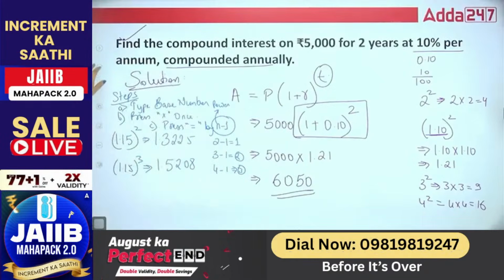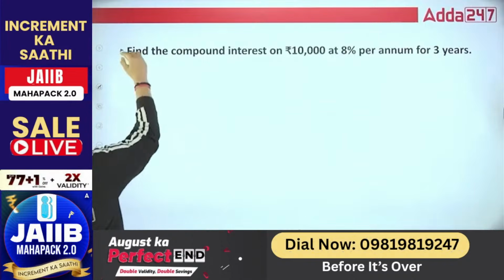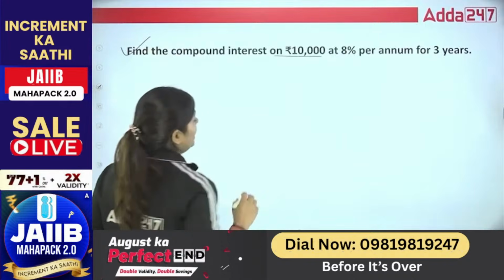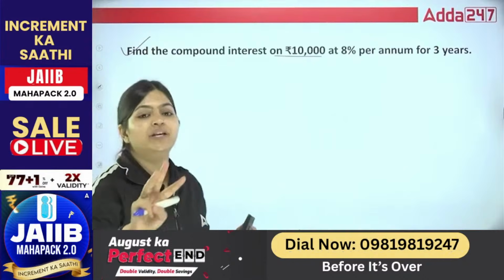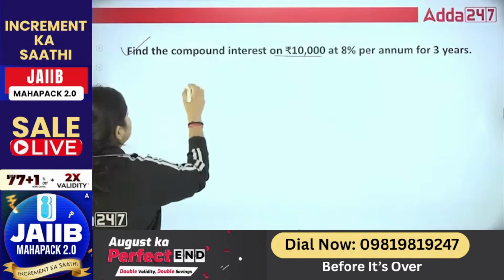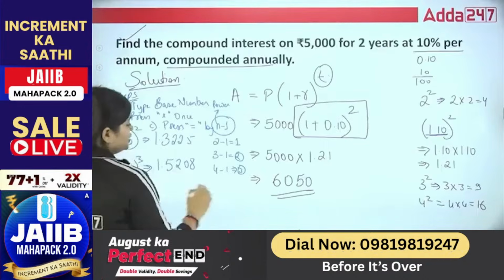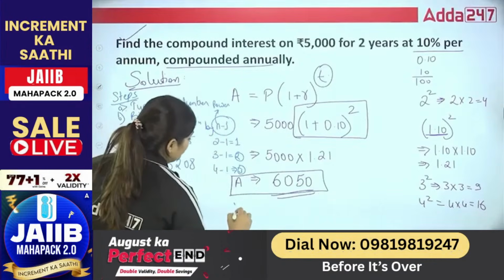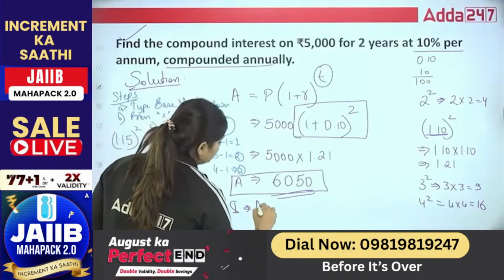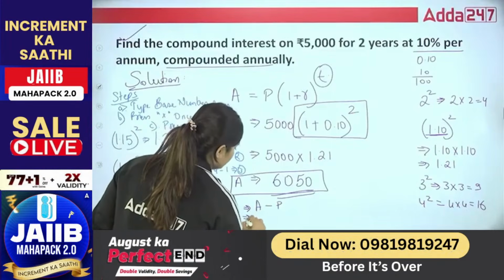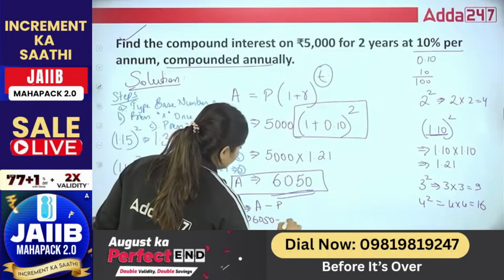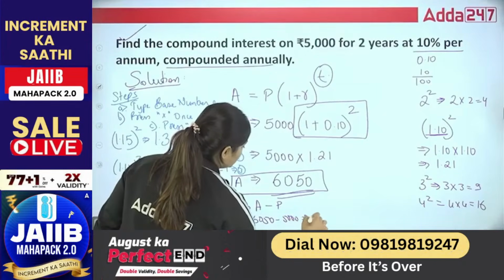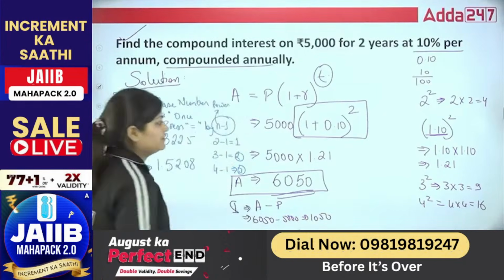Again, let's solve one more question. Find the compound interest on 10,000 at 8% per annum for 3 years. So this is your total accumulated amount. If I want to know about the interest, I can subtract A minus P, means 6050 minus 5000. So interest amount is 1050.